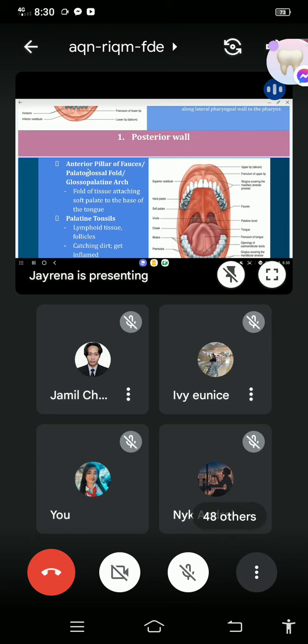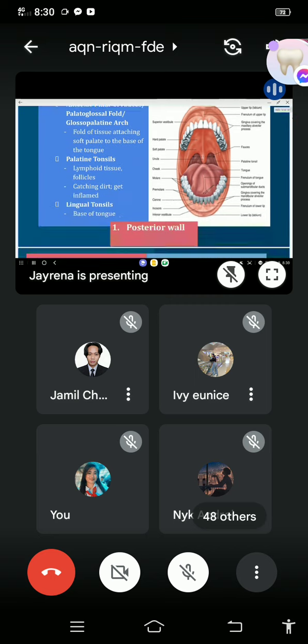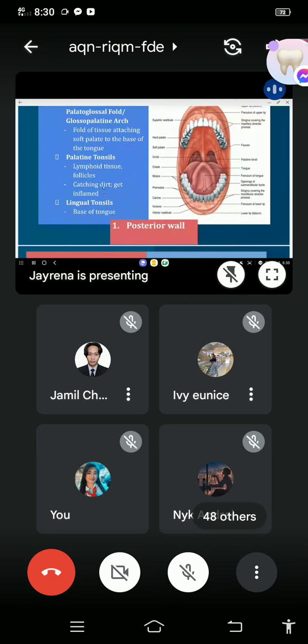So kaya siya tinawag na anterior pillar kasi nasa harapan siya. So it's a fold that is a combination of the palate and the tongue. So this fold is called as anterior pillar of fauces, palatoglossus, and glossopalatine. Ang dami niyang pangalan, no? Tatlo. Now, kasama niya is yung lingual and palatine tonsils. So lahat yan nakikita sa posterior wall.